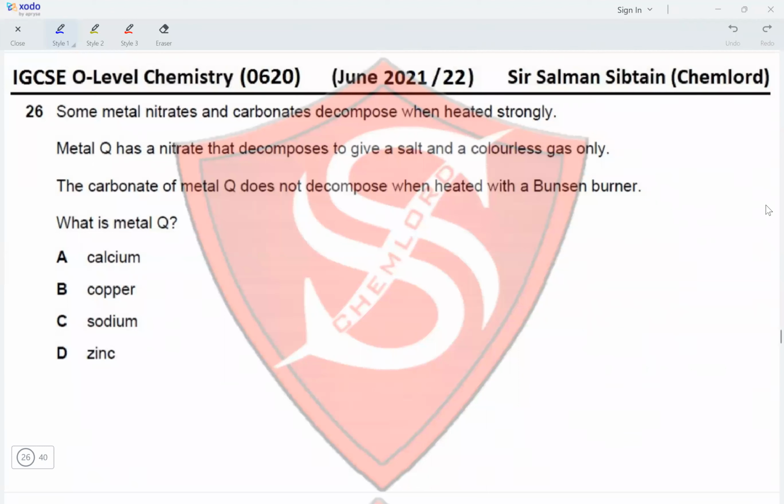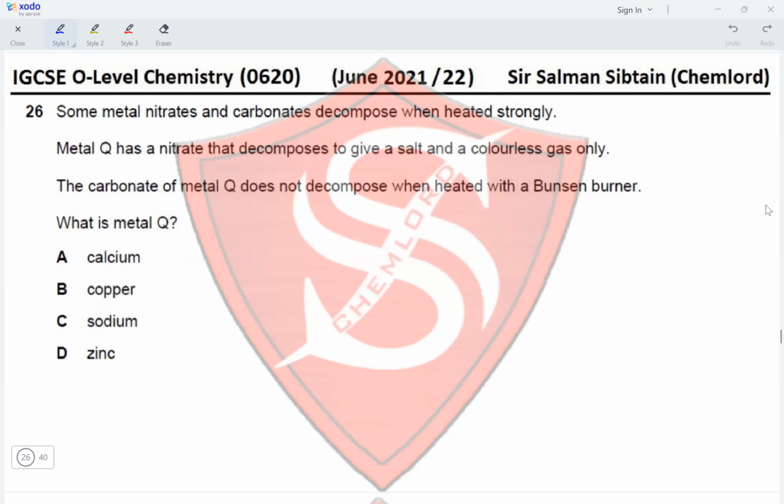Question 26. Some metal nitrates and carbonates decompose when heated strongly. Metal Q has a nitrate that decomposes to give a salt and a colorless gas only. The carbonate of metal Q does not decompose when heated with a Bunsen burner. What is metal Q? The colorless gas would be oxygen, because when metal nitrates decompose, they produce NO2 gas, which is brown in color, and a colorless gas, which is oxygen.